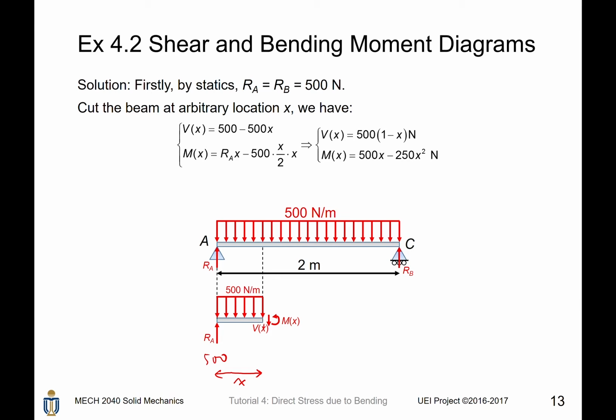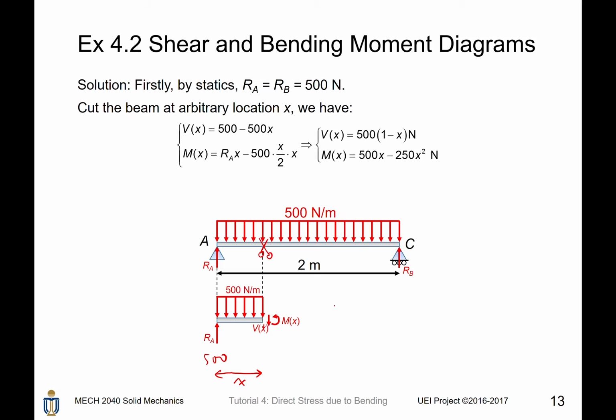Still recall our sign convention. You cut this section here and you have this left section and the right section, which is not drawn in this problem. For the left section, on its right hand side, the sign convention of shear force and moment is like this. For moment, you are bending it to smile, and for shear force, you are pointing downward. Then you can find the equation of shear force and moment in terms of X.